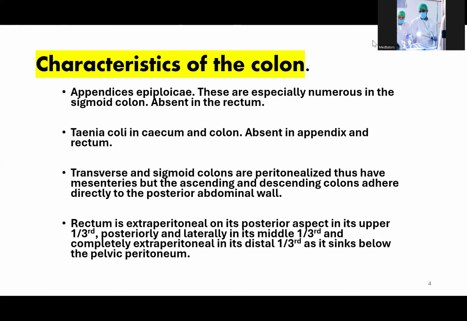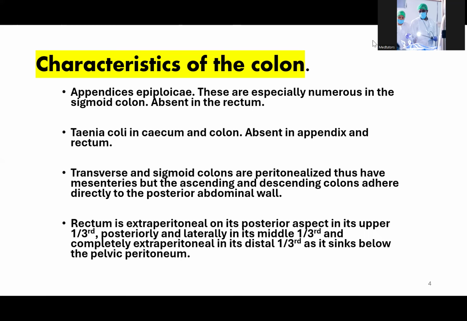Now, we should know transverse and sigmoid colon are peritonized, thus having mesentery, but the ascending and descending colon adhere directly to the posterior abdominal wall, having only their anterior and lateral segments peritonized.